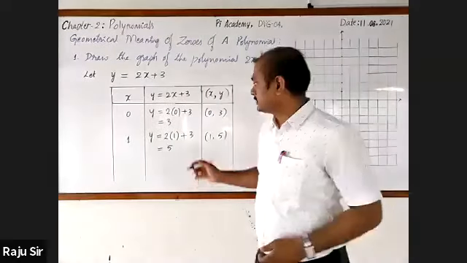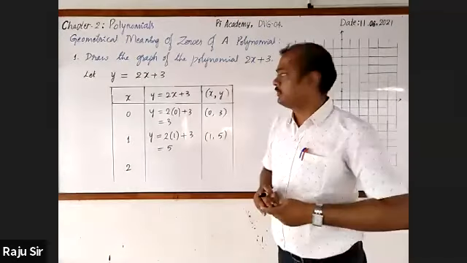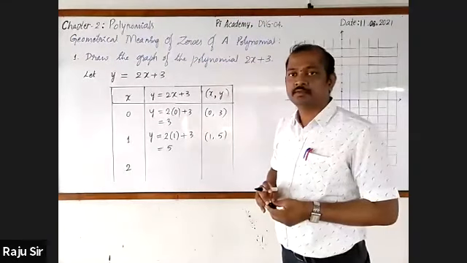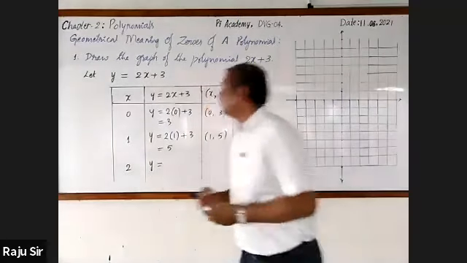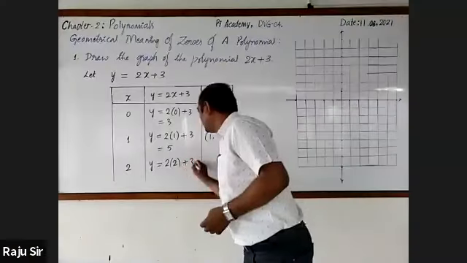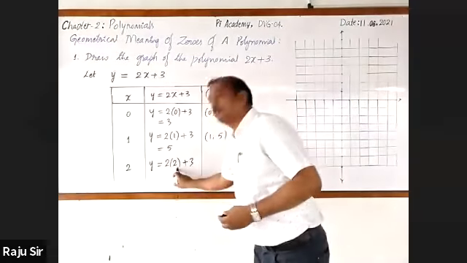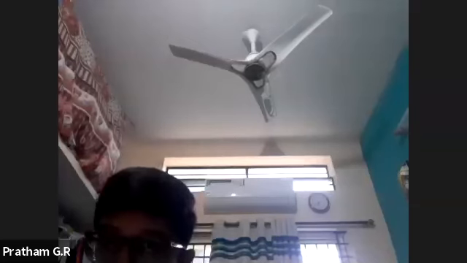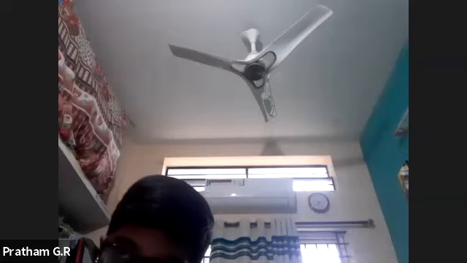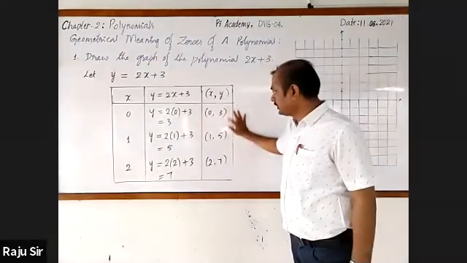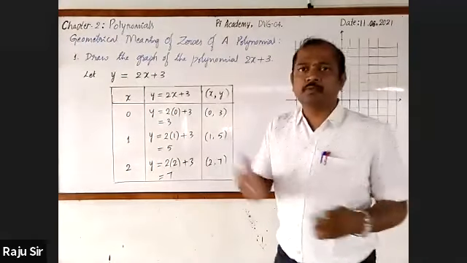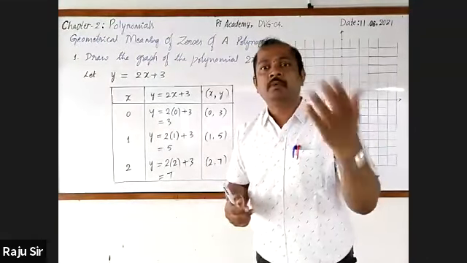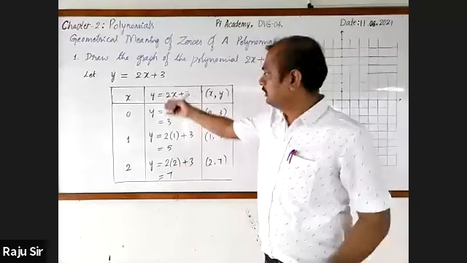Let us say 2 in place of x. Substitute 2 in place of x. Then y is equal to 2 into 2 plus 3. 2 2's are 4. 4 plus 3, it is 7. So when x is 2, y is 7. So we got 3 points: (0, 3), (1, 5), (2, 7). You may even find the coordinate points by taking minus 1, minus 2, minus 3, plus 3, and so on in place of x.